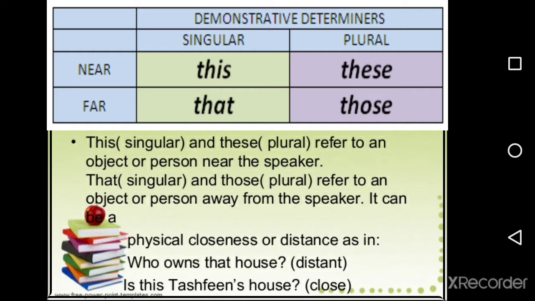For example, who owns that house? Here, that refers to the house which is far away. Is this Tashin's house? Means we are referring to the house which is close to us.